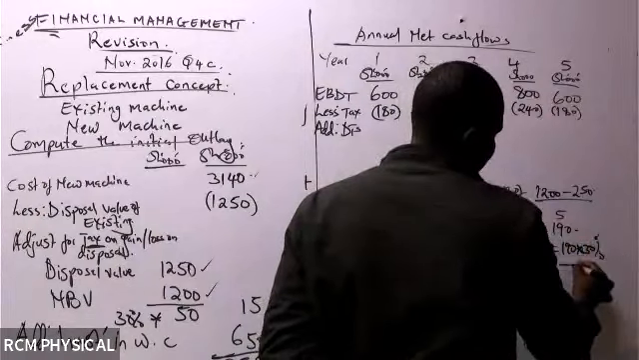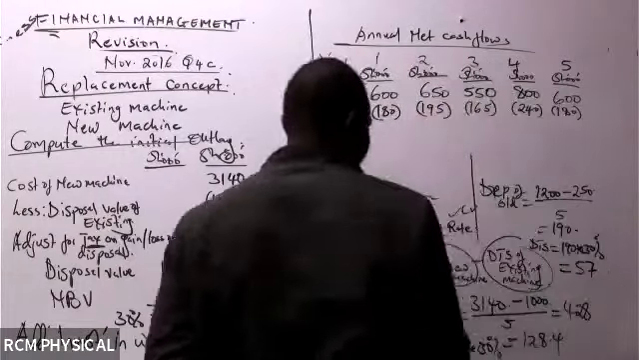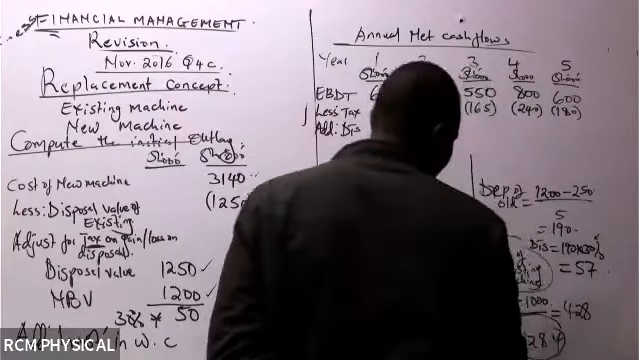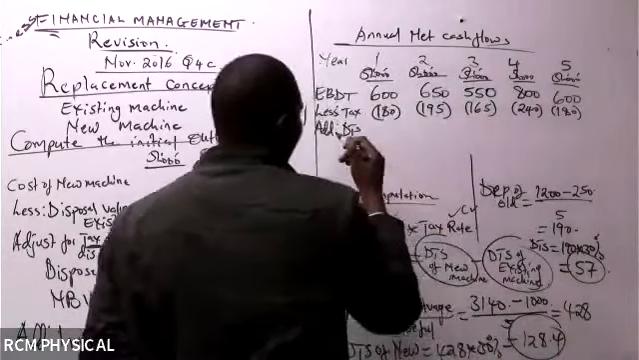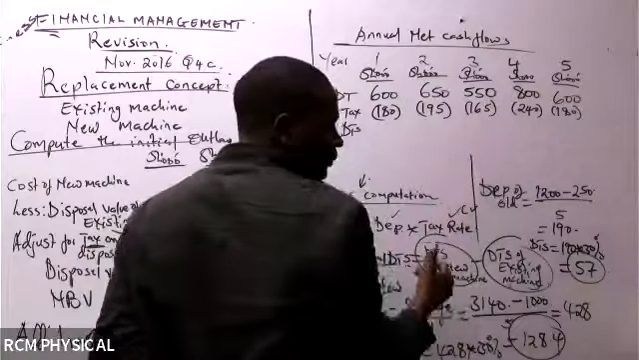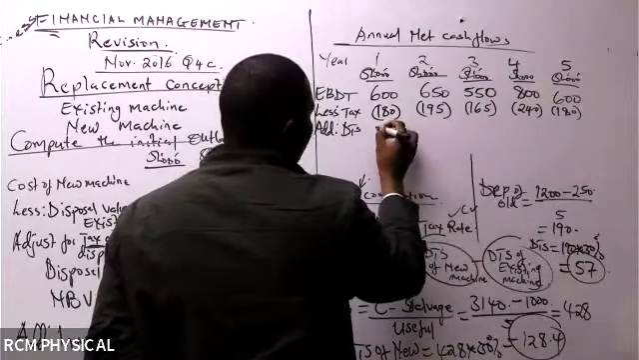So what is the tax shield now? 57. So for the incremental tax shield, we take that of the new minus that of the old. So what is our incremental tax shield? 128.4 minus 57. You got it? 71.